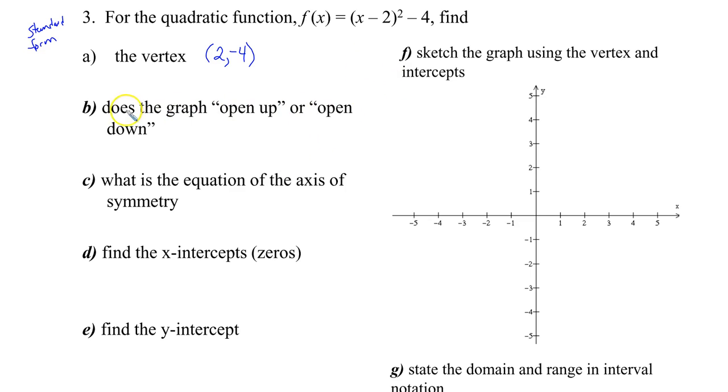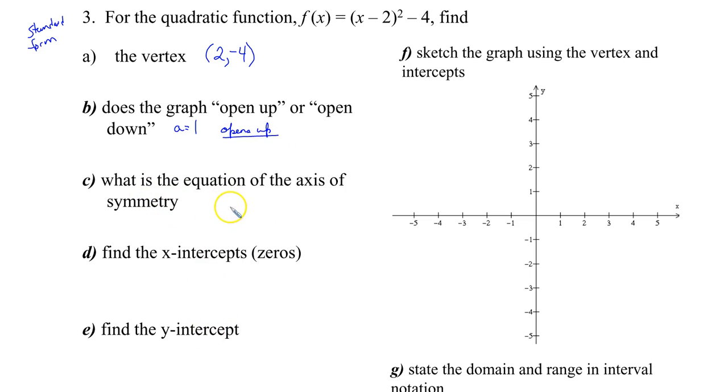Okay, all right, so the next part of this says, does the graph open up or down? And how do we determine whether it opens up or down? We look at the number in front of the parentheses. So in this particular problem, our value of A is 1. It's this understood 1 right here. Since it's 1, that means it's positive, and so therefore the graph will open up. Yep, you got it.